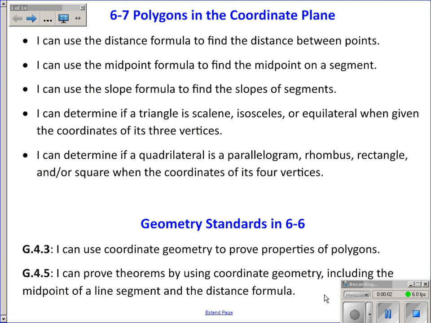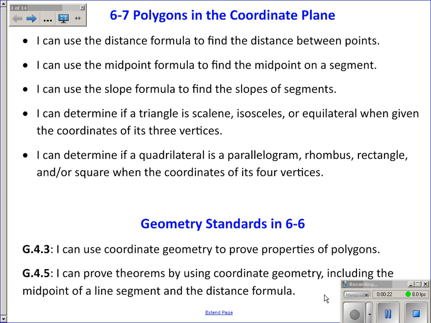Section 6-7 is about polygons in the coordinate plane. What we will do is take coordinates and plot them and determine if the polygon formed by those coordinates is a rectangle or trapezoid or a kite or different types of quadrilaterals or types of triangles.